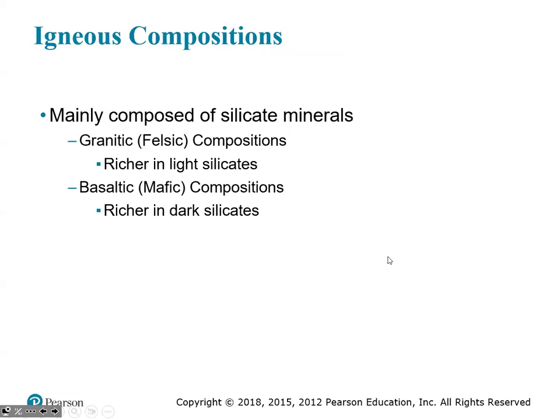These are mainly composed of silicate minerals. They come in 2 types, the granitic or felsic compositions, which are richer in light silicates. They're called granitic because the most common example is granite. But the more technical term is felsic, and then the basaltic or mafic compositions, which are richer in dark silicates. Again, named after the most common type, basalt. But they're also called mafic.